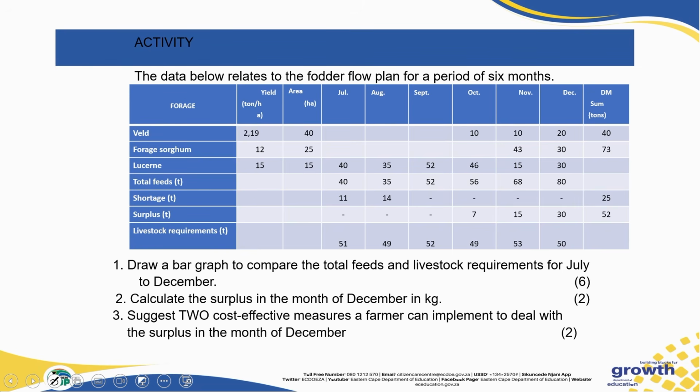Then here is the exercise. The data below relates to the fodder flow program for a period of 6 months. There you study the table. There's a secret, good learner. So here is an activity. It is presented in the form of a table. Most of the time you will find the fodder flow program presented in the form of a table.